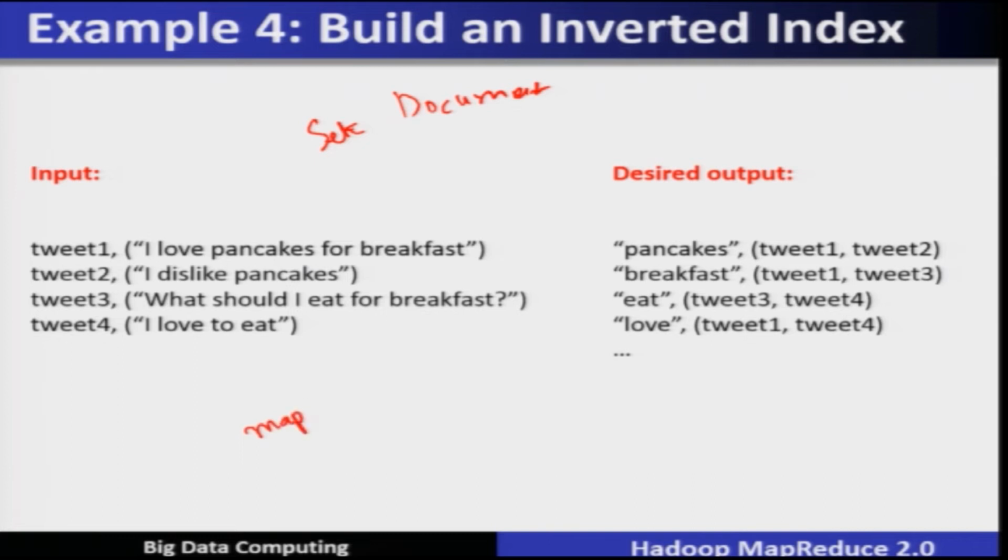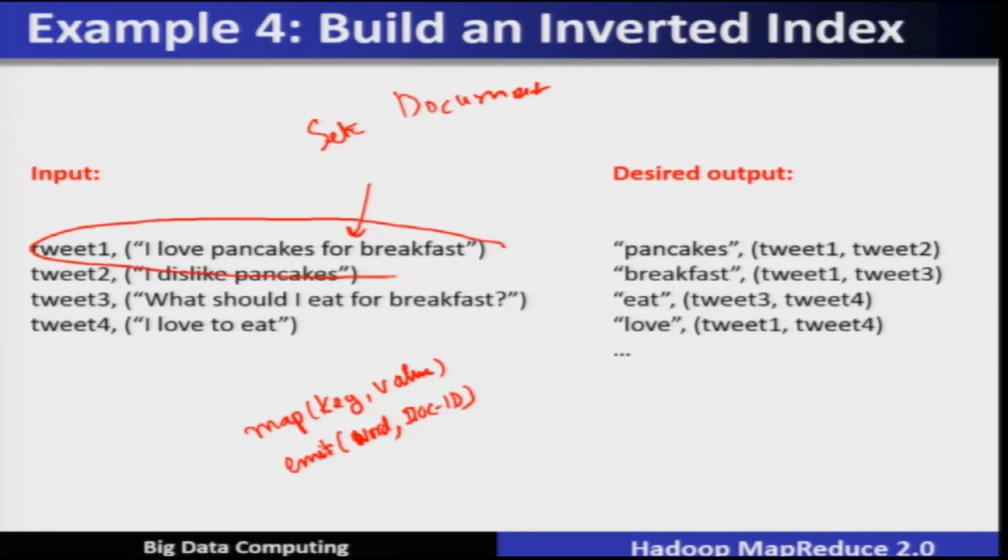The map function will take a key value pair and will emit the word, that is the value, and the document ID. So, for example, in this particular case, for the word pancakes, it will emit the document ID, that is 2eat1, and it will again emit, let us say, breakfast with 2eat1.